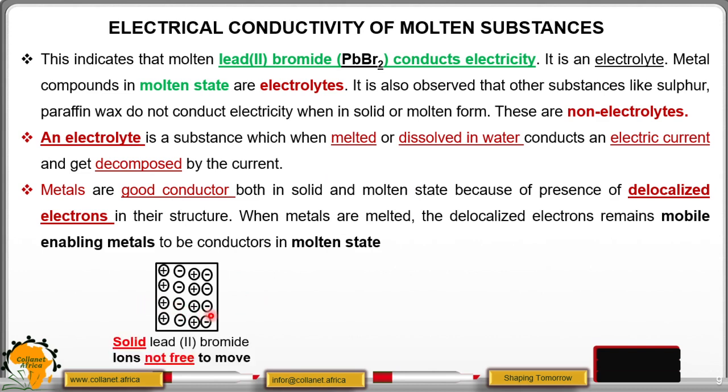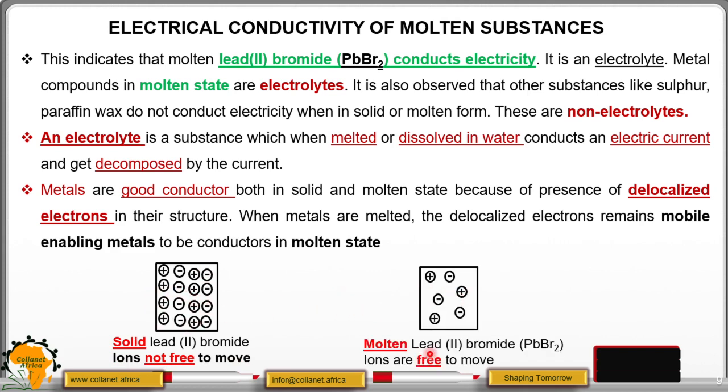Here is a structure of the solid lead bromide. Ions are not free to move, so we don't have free ions here. But when in molten state, you'll find there are free ions to move. So what is responsible in the molten state is free ions to move. In this case, we don't talk about delocalized electrons as we said in graphite and metal. In the molten state, which is an ionic compound, lead bromide, the ions are the ones responsible for the conductivity of the electric current.